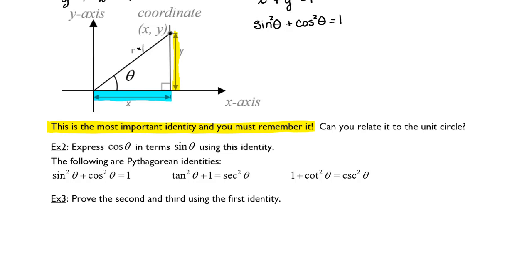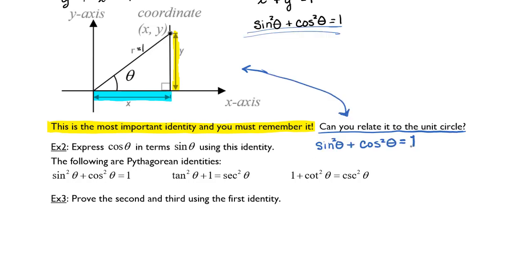And I would take a minute to see if you can relate it to the unit circle yourself. I would take a blank sheet of paper and try and recreate this sketch that I have here with theta, the right triangle in the first quadrant, the radius r, the terminal point xy, the horizontal direction is x, the vertical direction is y. Just see if you can recreate this from memory.